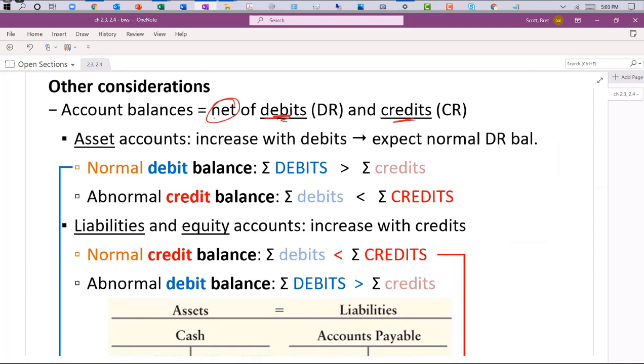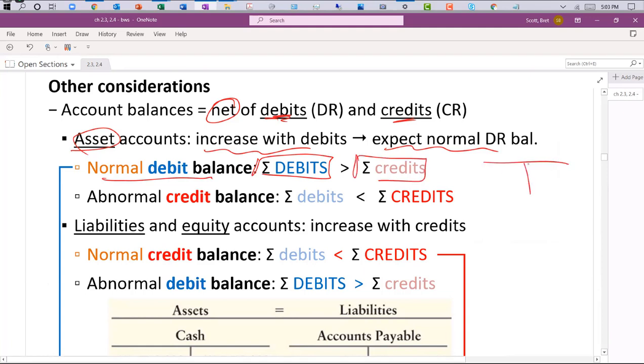In asset accounts, because they increase with debits, we typically expect to see a normal debit balance. A normal debit balance means the sum of the debits is going to be greater than the sum of the credits. So in the case of cash, if we have this many in debits and this amount in credits, we net these together to determine, oh, there's an overall debit balance. Think about it like this. We start off with 0.